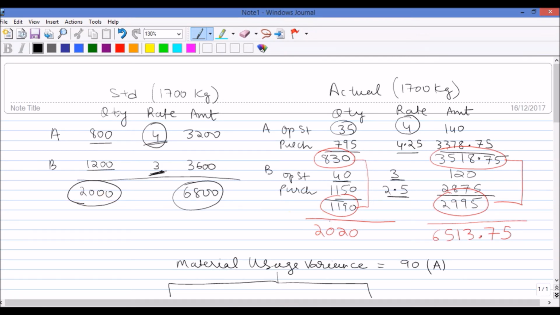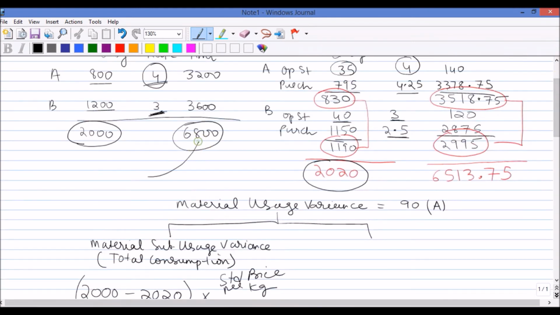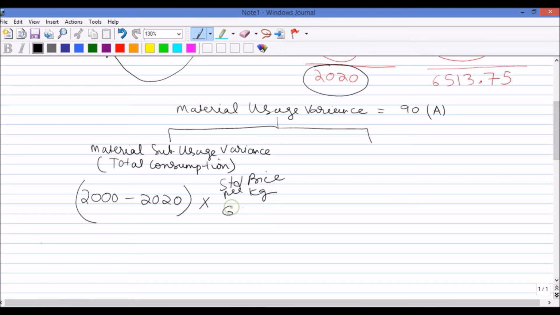How much is the total consumption? 2000. And here it is 2020. Okay. So 2000 minus 2020. And this you have to multiply by the standard price per kg. Standard price per kg is 6800. If I divide by 2000 kg, I'm going to get per kg.